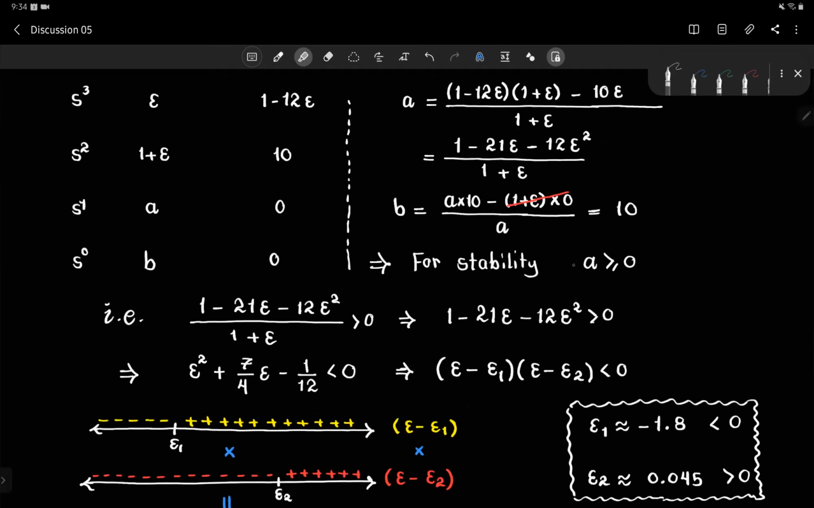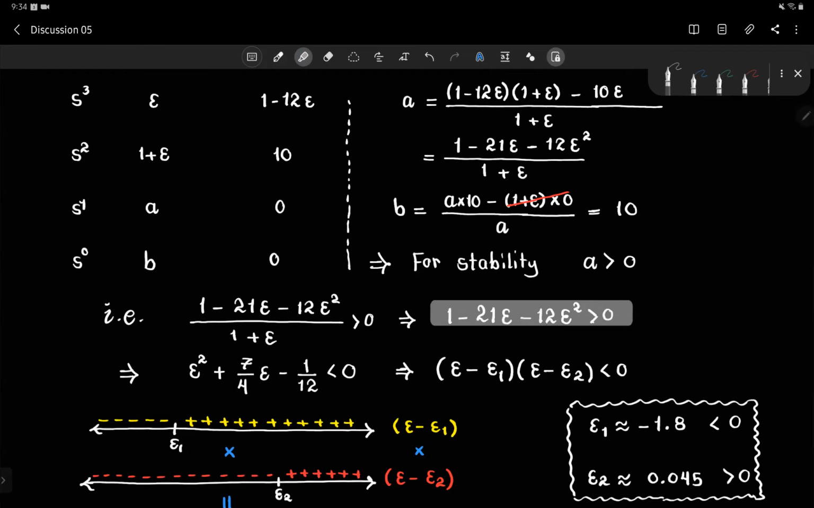So going back, for stability we need that A has to be bigger than or equal to 0. So this is the expression for A. Again, I'm not paying a lot of attention here. Let's just drop this equal sign. It doesn't make a big difference. So we want A to be bigger than 0, right? Because epsilon is positive, 1 plus epsilon is positive, so we can multiply both sides by 1 plus epsilon to get that this must be true.